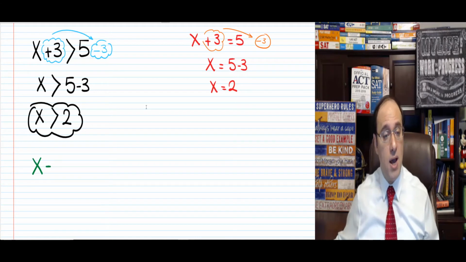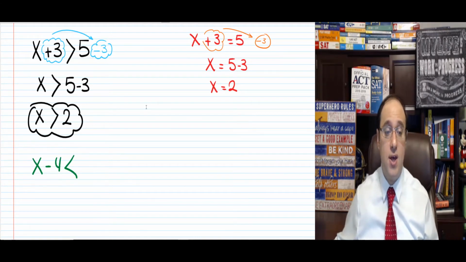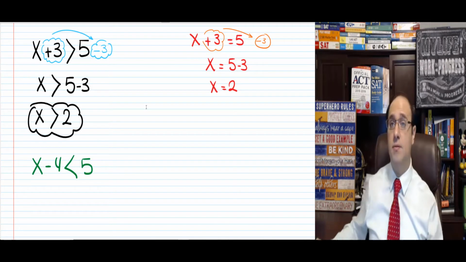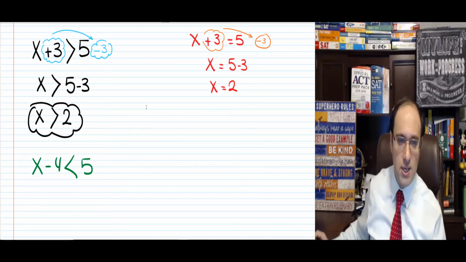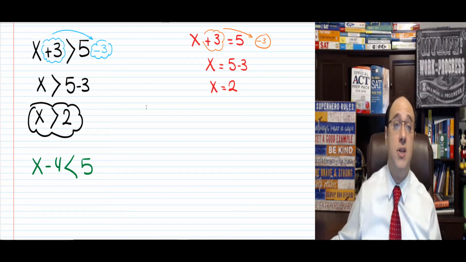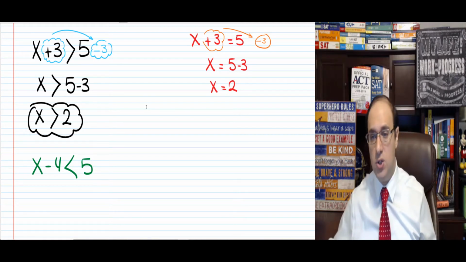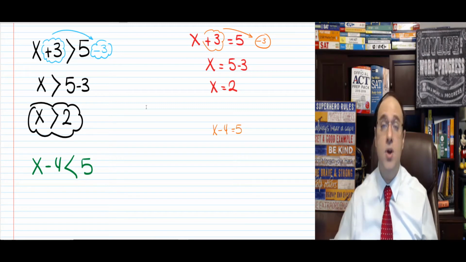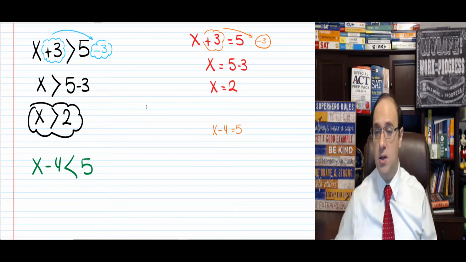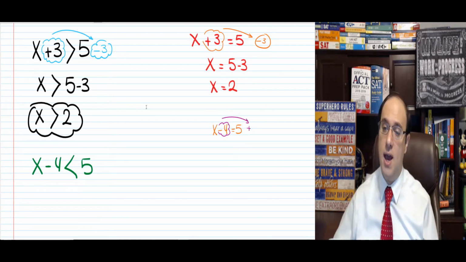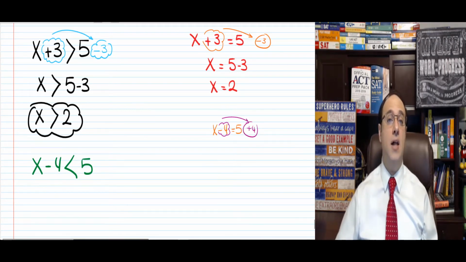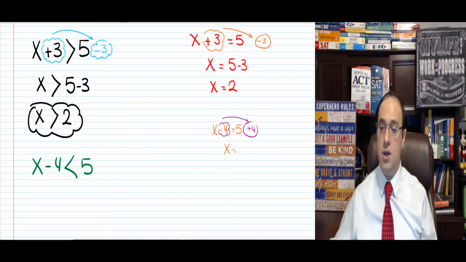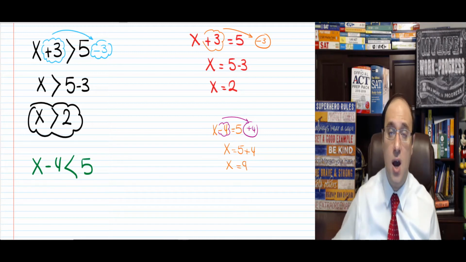Let's take another example. X minus 4 is less than 5. Okay, well, this looks pretty easy. How did we used to do something like this when it was an equation? Here, let's do it here on the side. X minus 4 equals 5. We used to say, let's get rid of the minus 4 because we just want x on the left. Goes to the other side as plus 4. That leaves us with x equals 5 plus 4, so x equals 9.